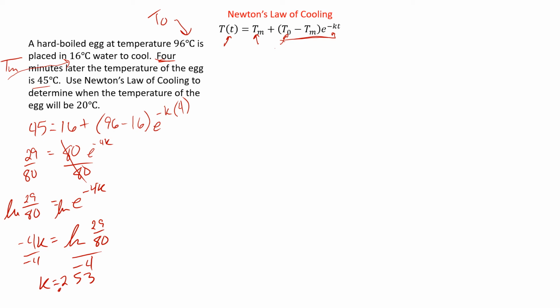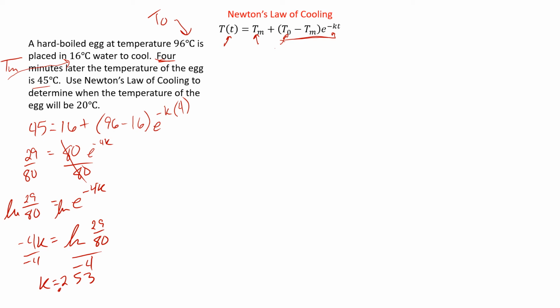Now we can use that. That's a constant. That's going to go back into the equation. We can use that to figure out when the temperature of the egg will be 20 degrees. There are really two questions that it could ask at this point. It could ask, when will the temperature be something? And it could ask, what is the temperature at a certain time?